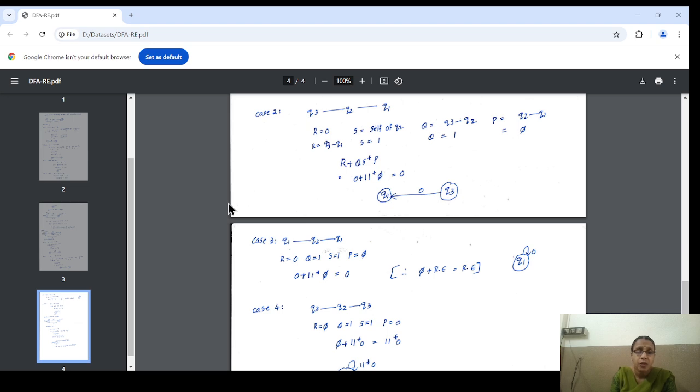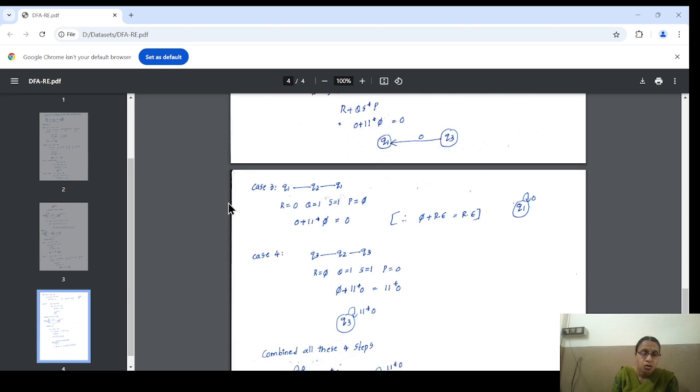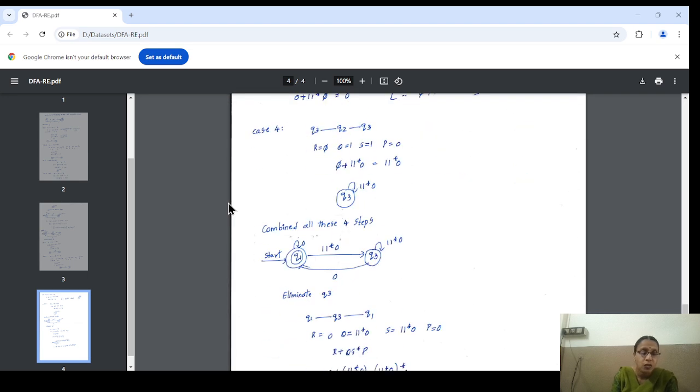Last in case 4, we are taking Q3 to Q2 and Q2 to Q3. So R equal to 5, Q equal to 1, S equal to 1, and P equal to 0. R means 5 plus 1 into 1 star into 0, that is equal to 1 into 1 star 0. So we get Q3 to Q3 as 1 into 1 star 0 whole star. So by combining all these first states, we get the value like this.